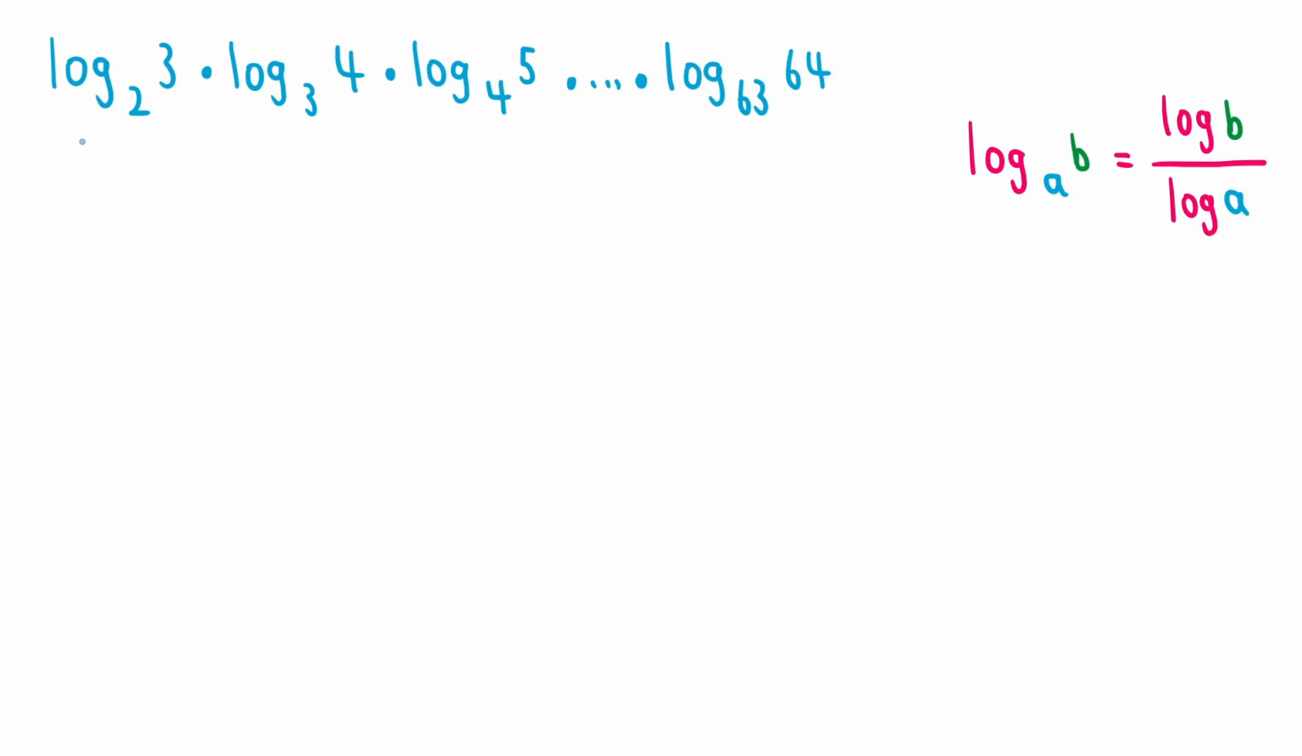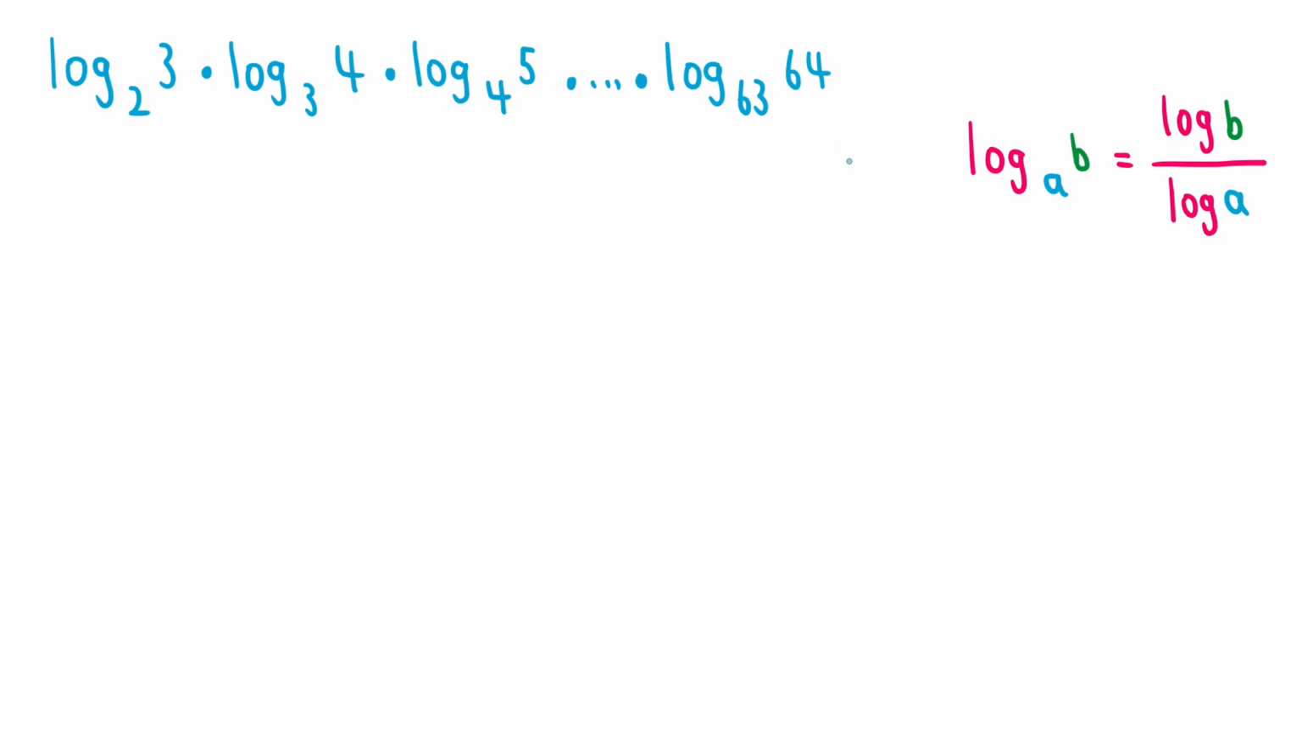So for example, in the first term, log base 2 of 3, the argument is 3, and this matches with the base of the next term, log base 3 of 4, which is also 3. The argument in the second term is 4, which matches the base in the next logarithm, which is also 4. This pattern continues on until the last term, log base 63 of 64. So most of these terms have an irrational value, and we don't know the exact value of the irrational terms.